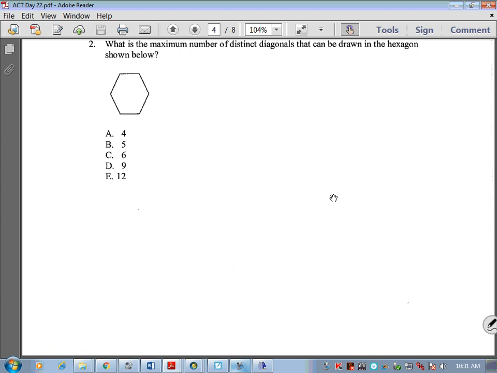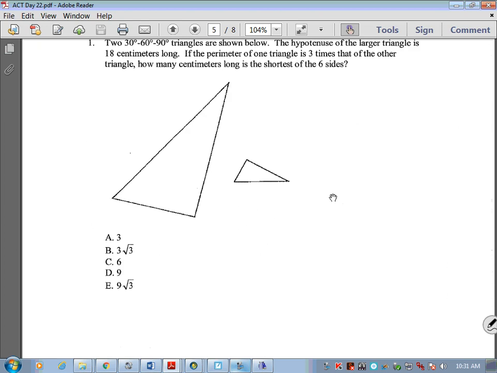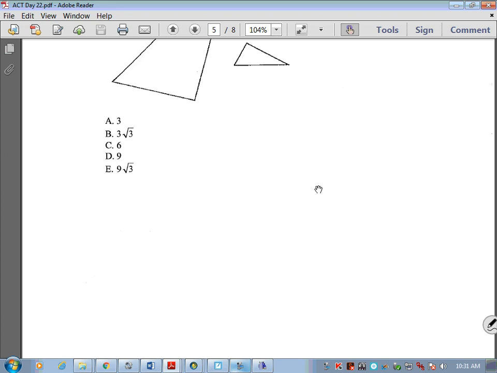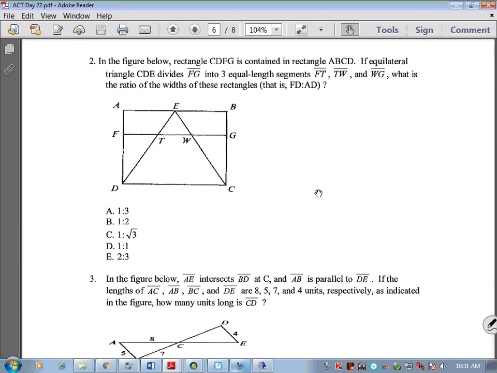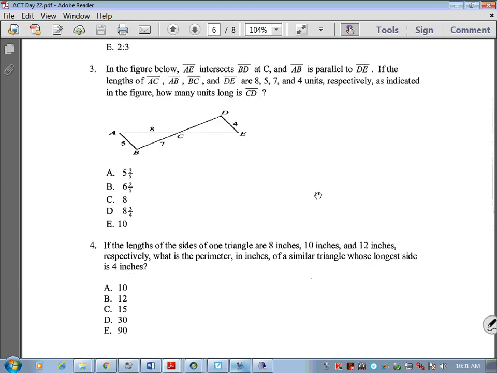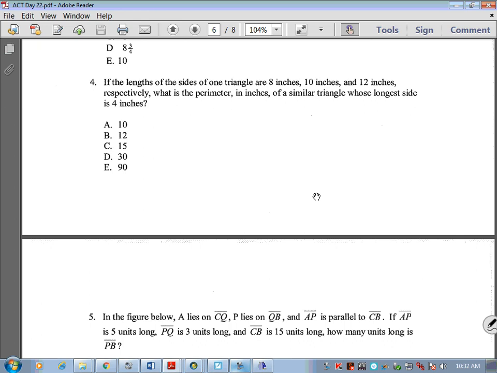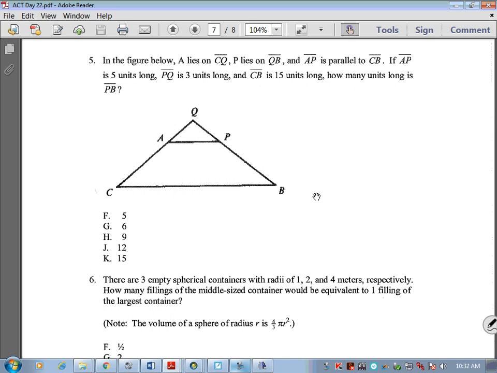Then we get to similar figures, which probably is going to be some questions we've already seen. Number 1, I think, is a repeat. A, 3. Okay, I know 2 is a repeat. We should have gotten E, 2/3. 3 is A, 5 3/5. 4 is A, 10. 5 is G, 6.